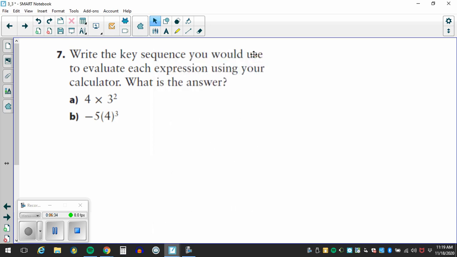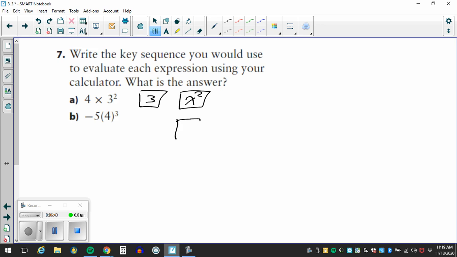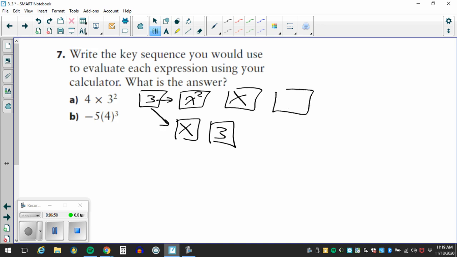So the proper keystrokes of this would be 3 as your first one. And if you have an x squared button, you can use it. If you don't, you can multiply it by 2. You could either do that or just put a multiplication and then by 3 again, because 3 multiplied by itself is what 3 squared is. Either pathway you could do. After that, you can then press the multiplication button, and then you're going to press 4. Same thing here, multiplication, and then 4. So those are your keystrokes to get the answer to the first solution.